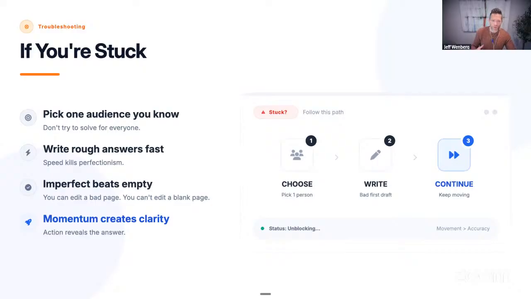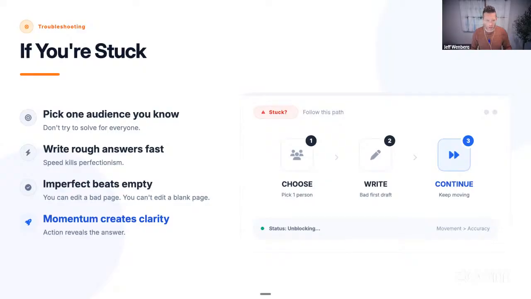And what you're going to see is, if you don't have something to edit, you're always going to be perfecting and perfecting, and then you're going to put it out and have to edit it anyway. So you might as well create some momentum, get it out there, edit it, and that's going to create the clarity you're looking for. Because action really creates the clarity we need to get things moving.